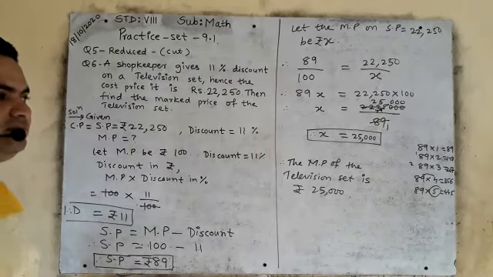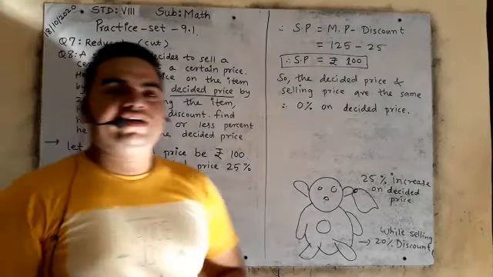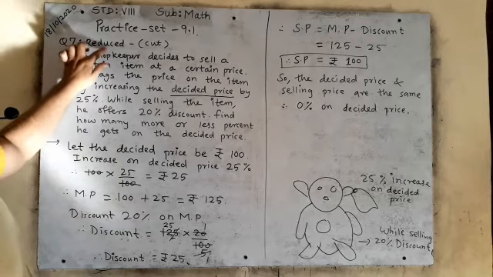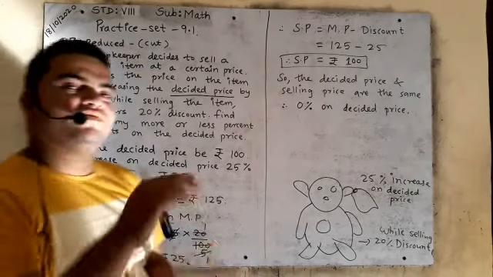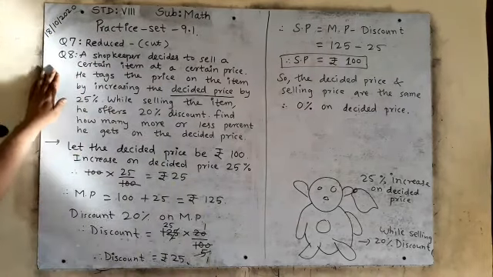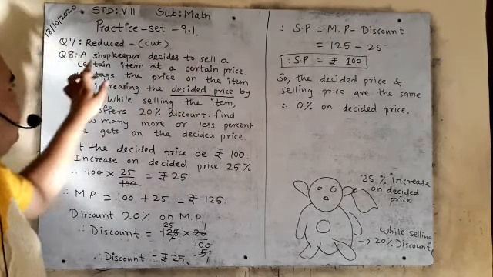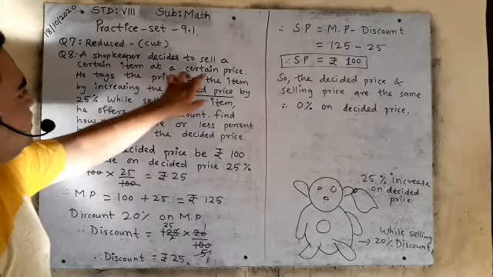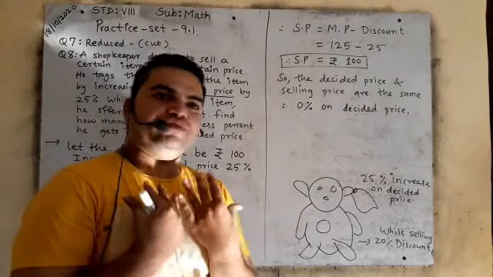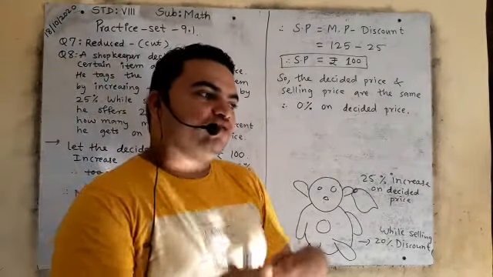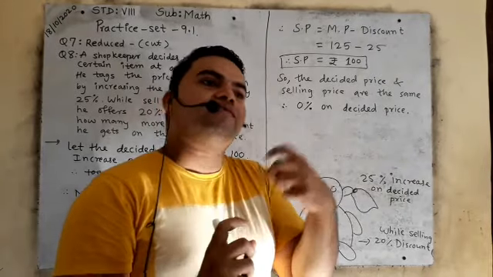Is it clear? So dear students, now we will see practice set 9.2 question number 8, because question number 7 is reduced or cut from your syllabus for this year. Question number 8 is very interesting. Please pay attention. A shopkeeper decides to sell a certain item at a certain price. A shopkeeper, suppose I am a shopkeeper and I have decided to sell a certain item on a certain price.